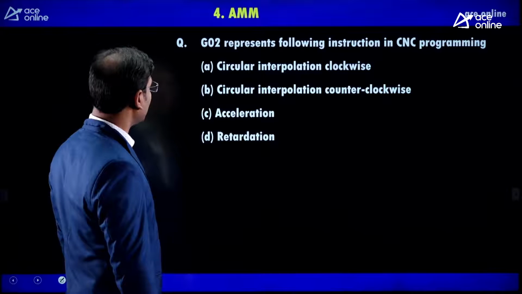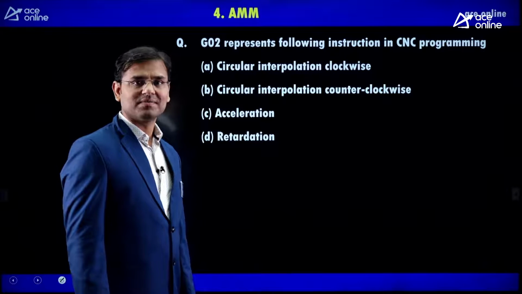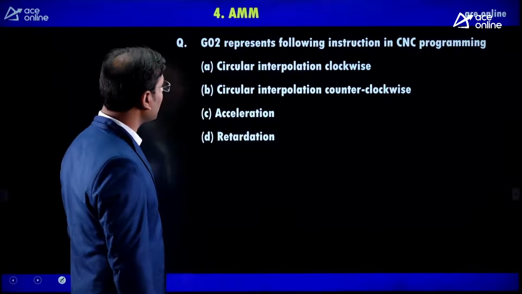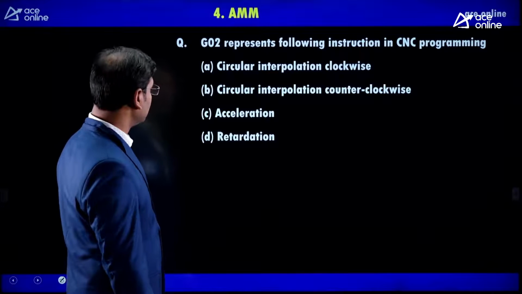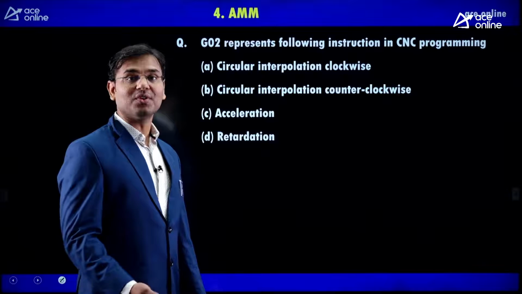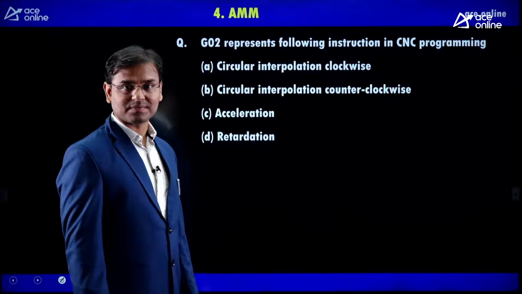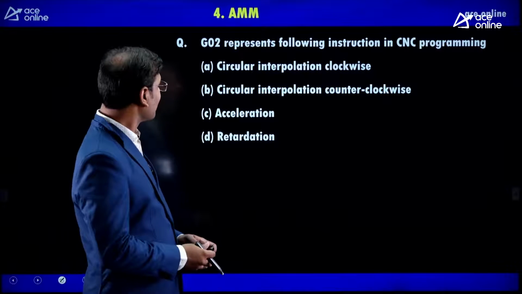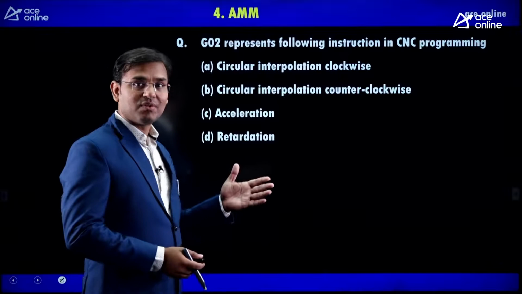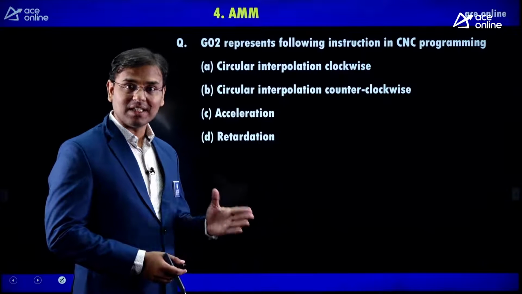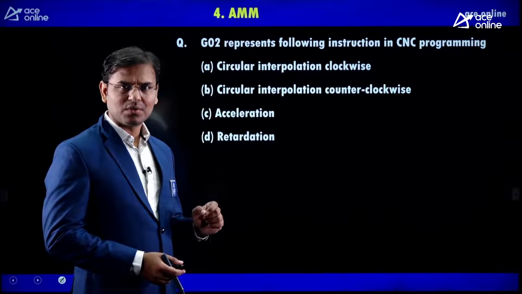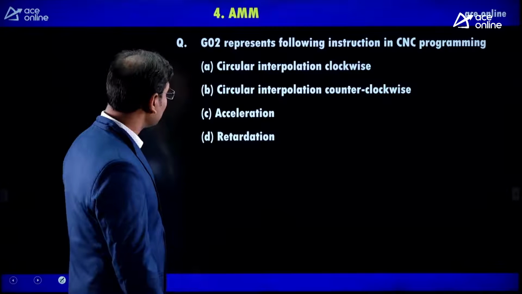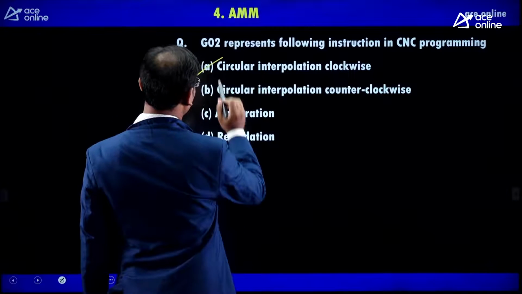Yes, now see the question of the AMM chapter, that is advanced machining methods, and also computer integrated manufacturing. Now, G02 represents the following instruction in CNC programming. Guys, G00 means no cutting action is going on. Only the tool is moving very fast without removing any material. G01 means the tool is traveling in a straight line path while cutting some material. G02, the tool is cutting the material in a clockwise direction. Then you can see circular interpolation clockwise is the correct answer.